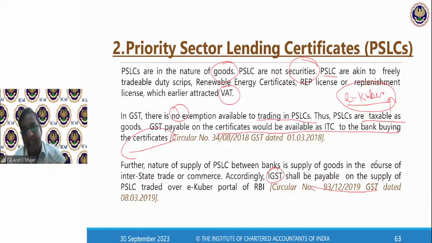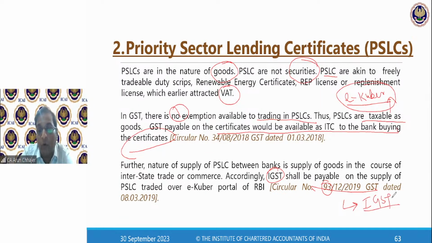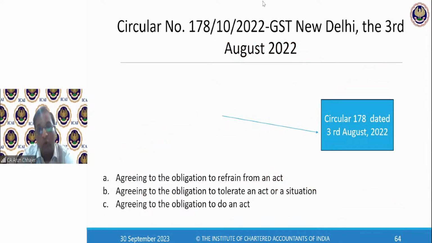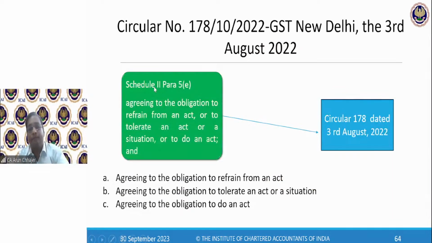Okay, so in the last case, the reference of the circular was not correct, but circular 93 says that PSLC would be qualified as IGST supply only. And similarly, there was one more circular which talks about the security lending scheme. Then the borrower will pay the tax, that will always be IGST. So these two transactions will always be taxable as IGST. Now moving to the very, very important circular, that is circular 178. It was issued on 3rd August 2022.